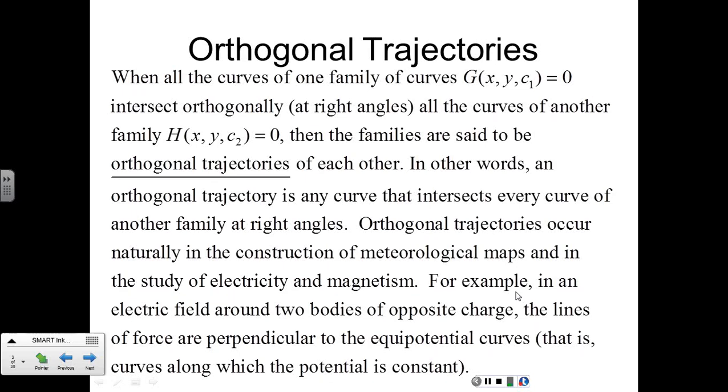When all the curves of one family intersect orthogonally, or at right angles, all the curves of another family, then the families are said to be orthogonal trajectories of each other. In other words, an orthogonal trajectory is any curve that intersects every curve of another family at a right angle. Orthogonal trajectories occur naturally in the construction of meteorological maps and in the study of electricity and magnetism.